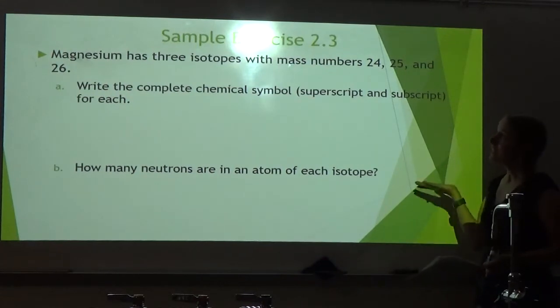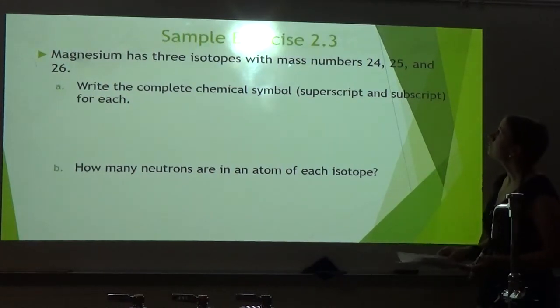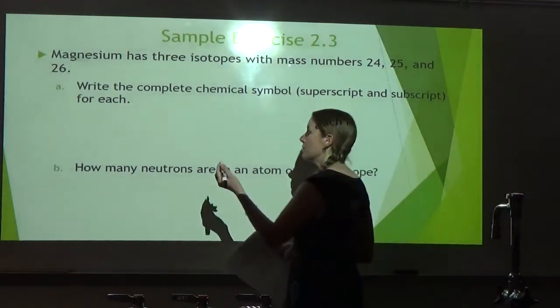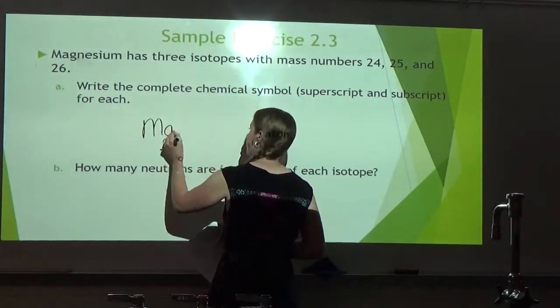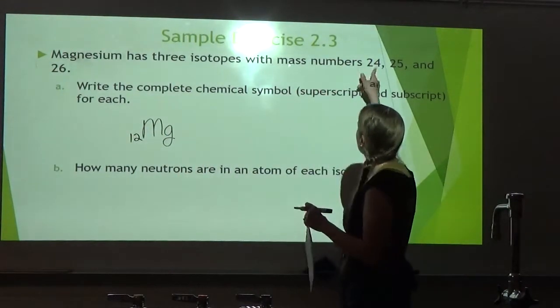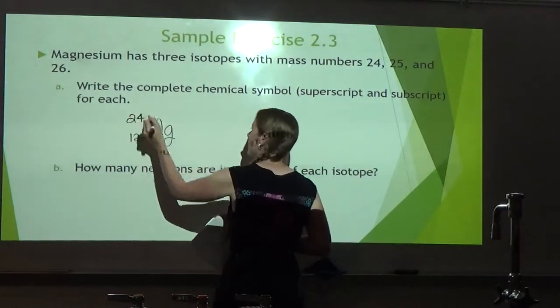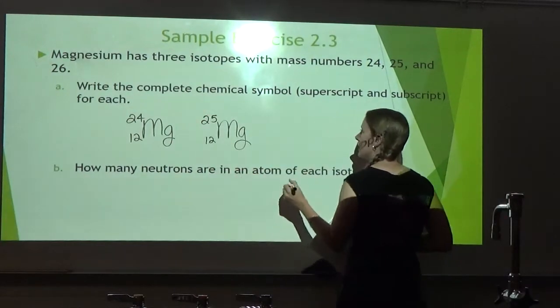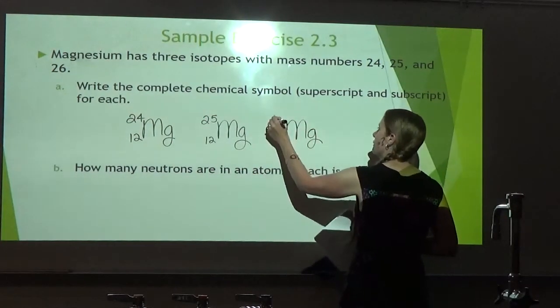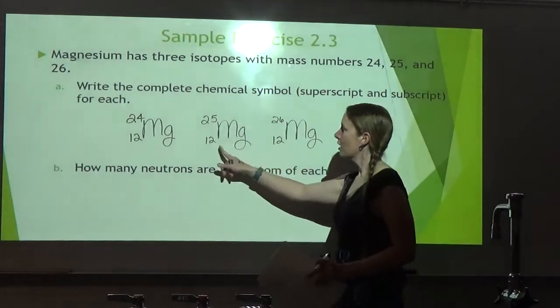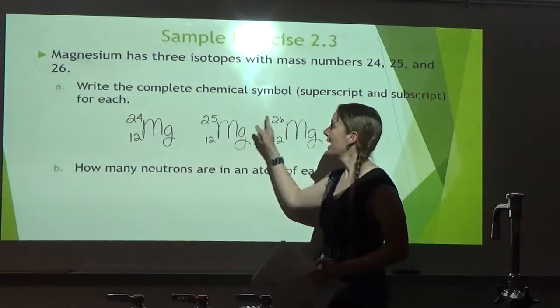All right, so it says magnesium has 3 isotopes with mass numbers 24, 25, and 26. Write the complete chemical symbol, superscript and subscript, for each. Okay, so I know the symbol for magnesium is Mg. I know the atomic number for magnesium is 12 every time. So one of them has a mass of 24, so it would look like this. One of them has a mass of 25, so it would look like this. And one of them has a mass of 26, so it would look like this. So see, they're all magnesium because they all have atomic numbers of 12. But their masses are just changing.